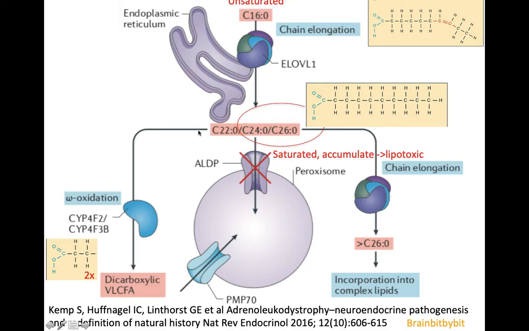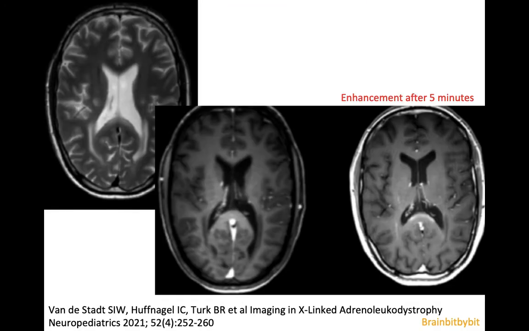There is an escape route that's called omega oxidation, and what happens is that there are 2 carboxy groups on the very long chain fatty acids, and these dicarboxylic very long chain fatty acids can enter the peroxisome by another channel and then be degraded. So this route might be an escape route, might explain the phenotypical variation, and might be a route for therapy for X-linked adrenoleukodystrophy.